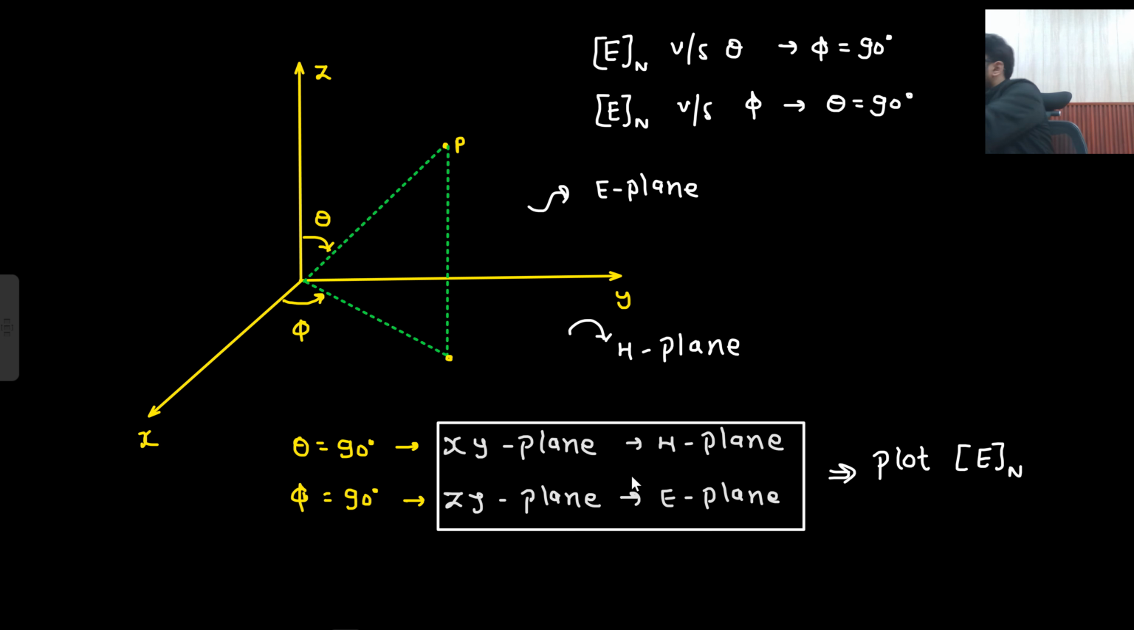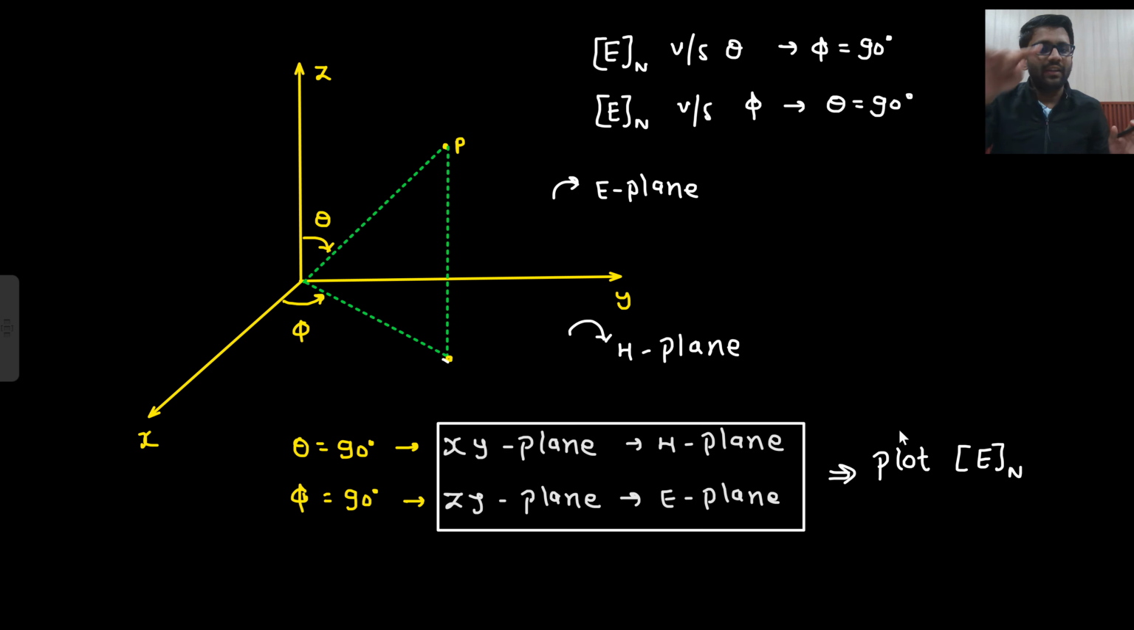So how will you remember it? H stands for horizontal, E stands for elevation. This is not the actual meaning of this. The actual meaning is E stands for electric, H stands for magnetic. This is just a way to remember. H horizontal, that means the XY plane. E elevated, that means the YZ plane. This is not the actual reason. Let me tell you the actual reason, but no one will ask you why it is known as the E plane.